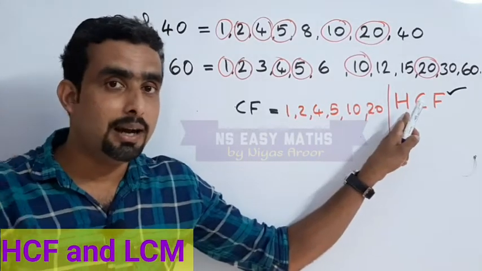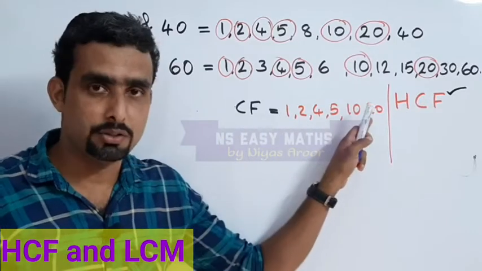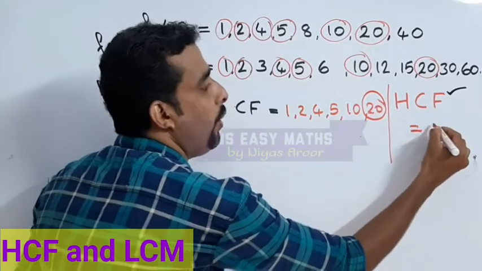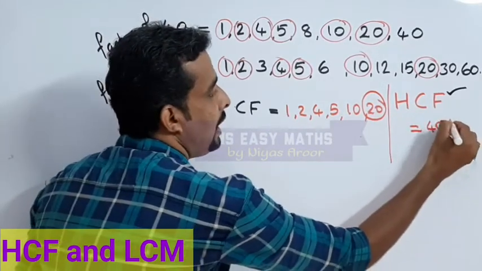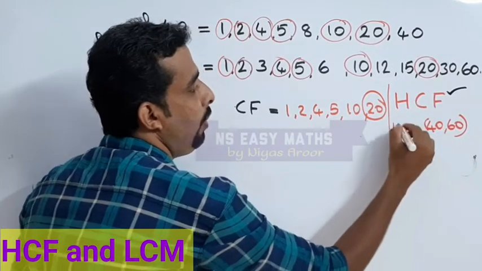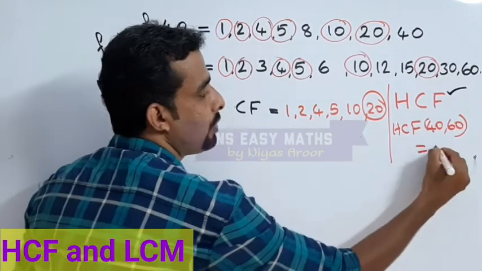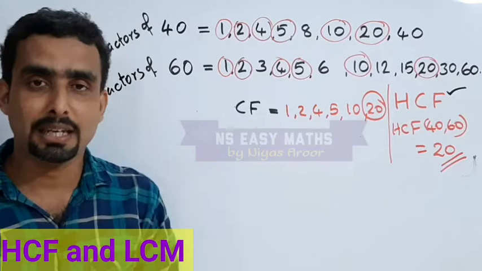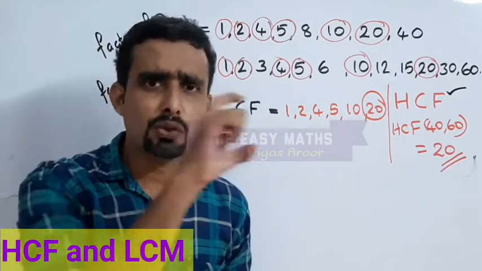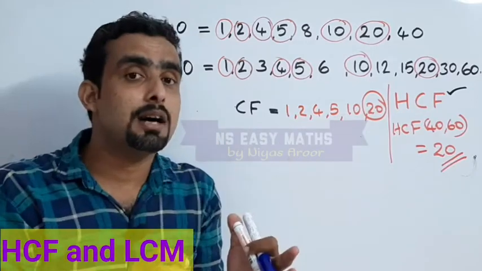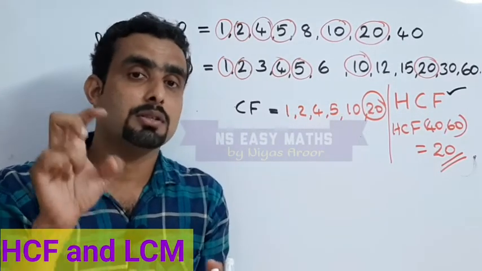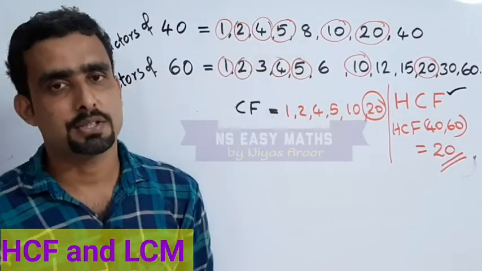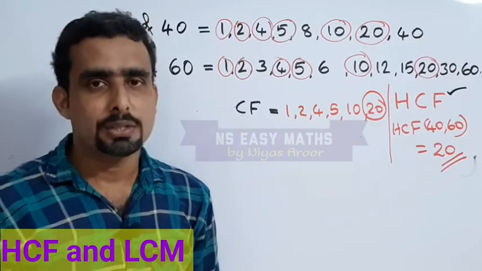But we are finding the highest common factor. Among these common factors, which is the highest? 20. So the HCF of 60 and 40 is equal to 20. Right? This is the concept of HCF. This is the meaning of highest common factor. Write the factors of both the numbers, then select the common factors, then identify which is the highest. So here 20 is the highest common factor of 40 and 60. So HCF is equal to 20.